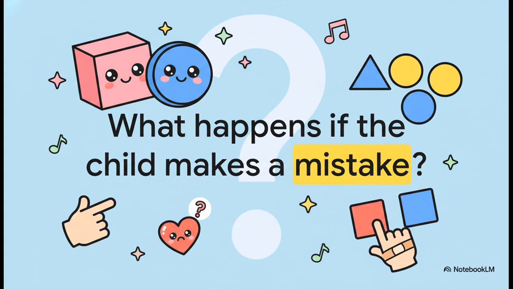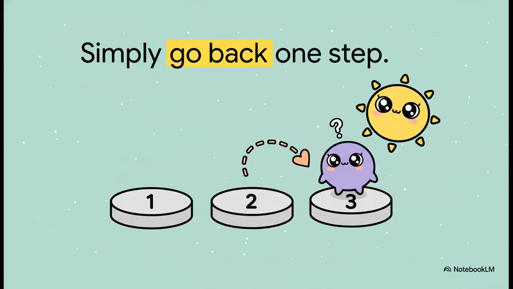Okay, this is the big one. This is the question everybody asks. You say, "Show me blue," and they confidently hand you the red one. What do you do? Do you correct them? Do you panic? Well, the Montessori approach is very, very clear on this. The golden rule is incredibly simple. You just go back one step.